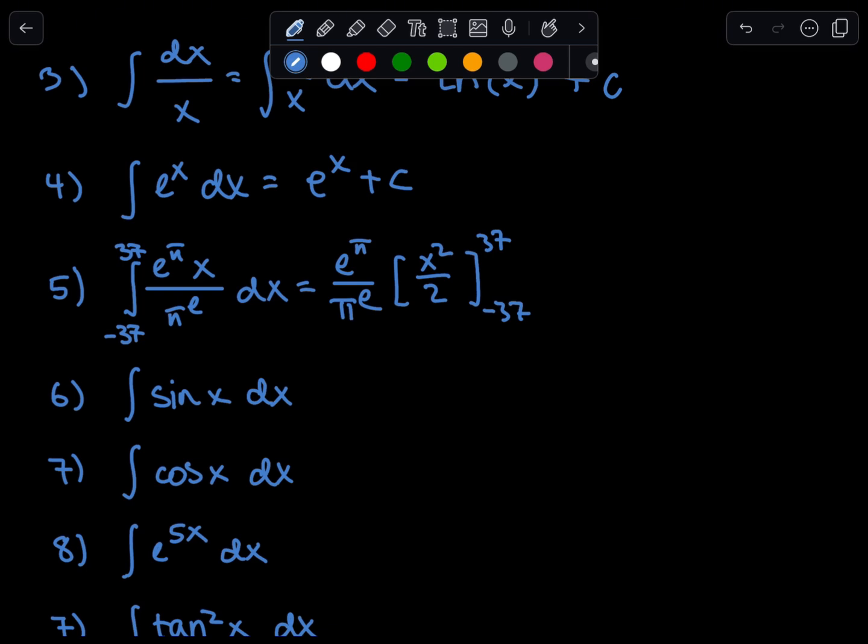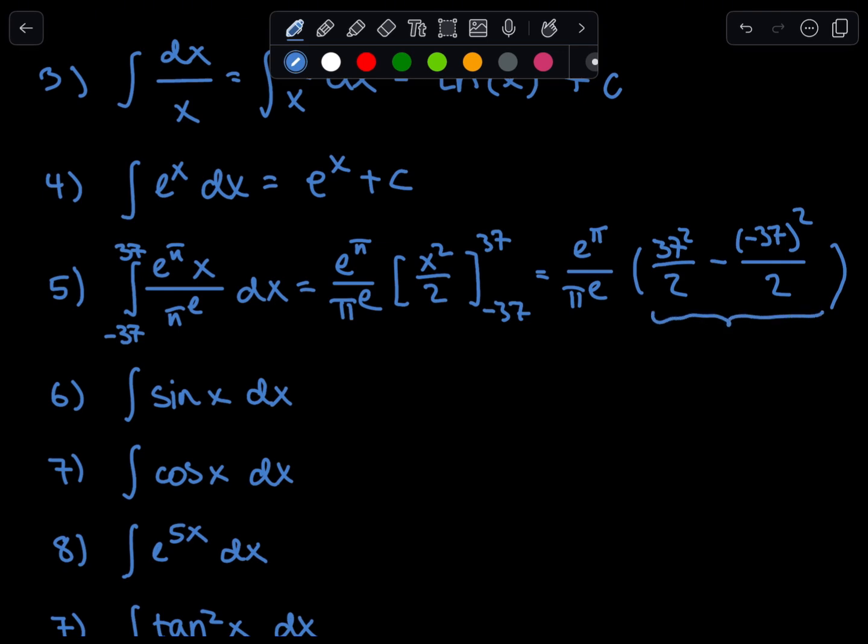Okay, now we just substitute the boundaries. We have e to the power of pi divided by pi to the power of e, and then in brackets, we're going to have 37 squared over 2 minus negative 37 squared over 2. Okay. And now, hopefully, you can realize that this part is just equal to 0.